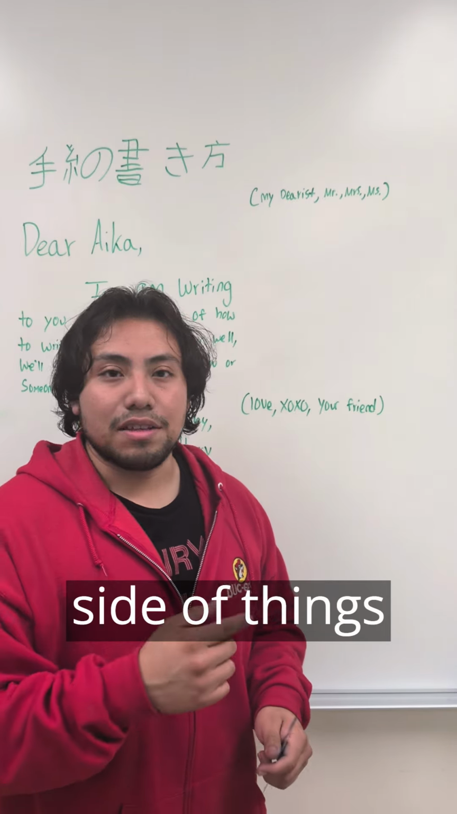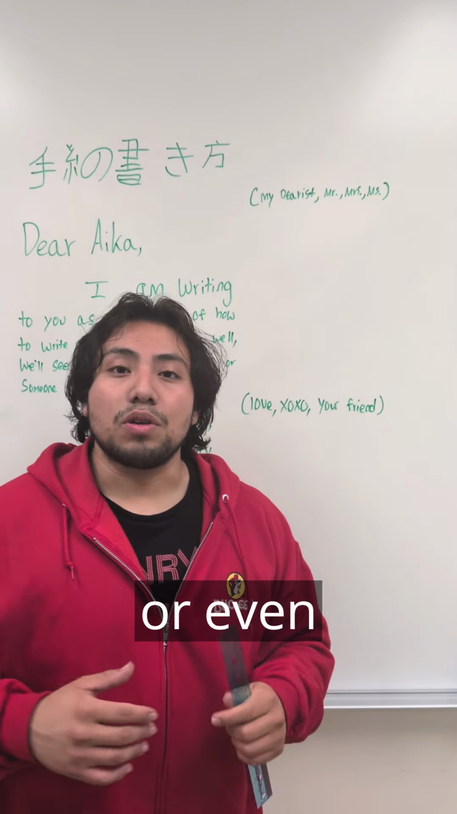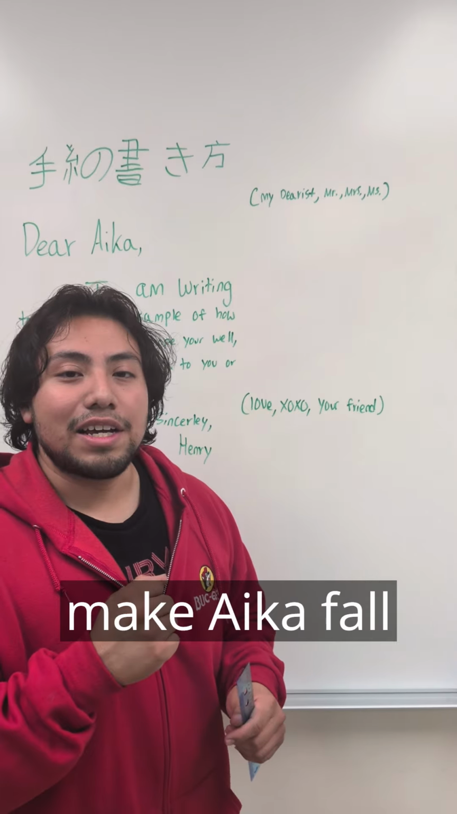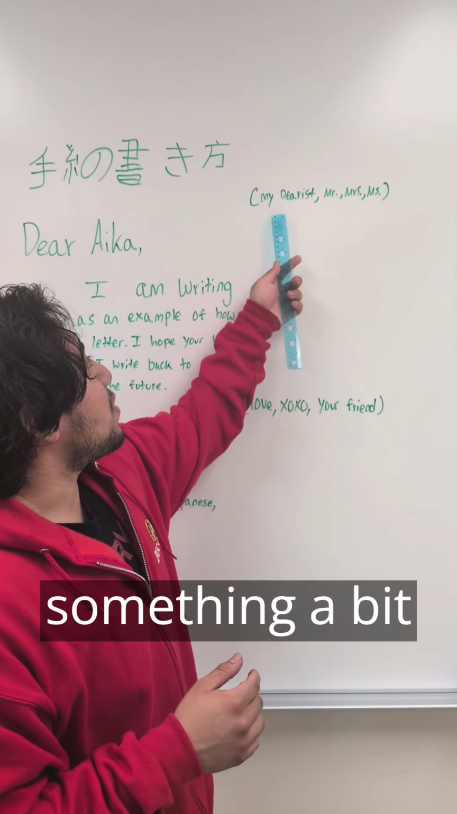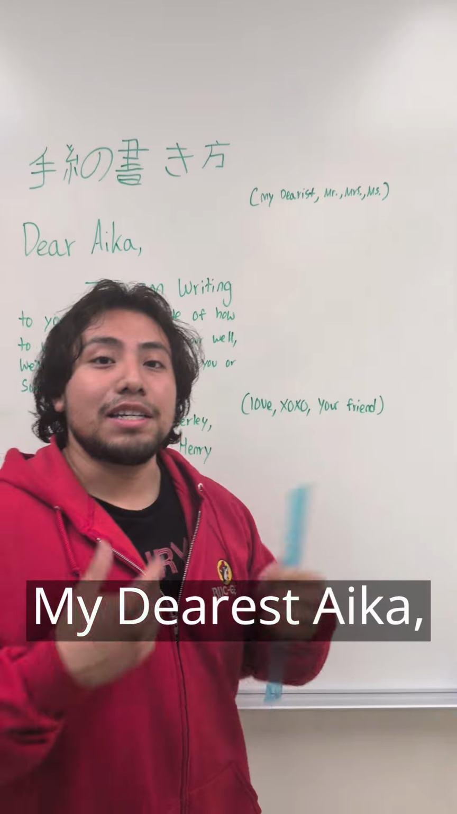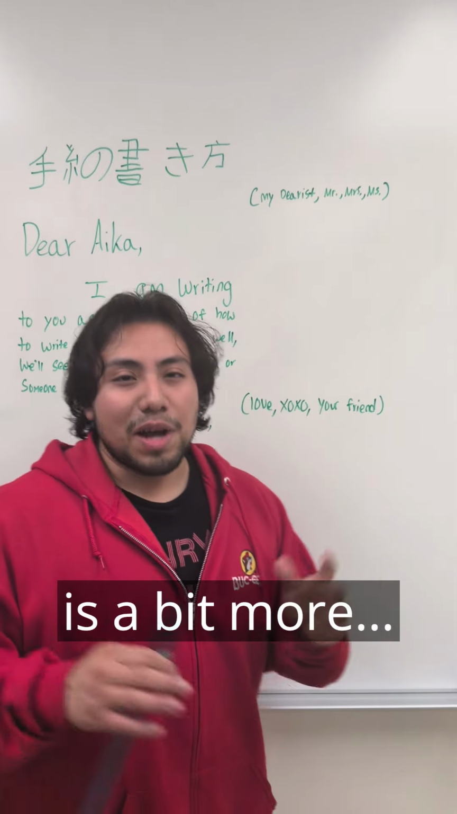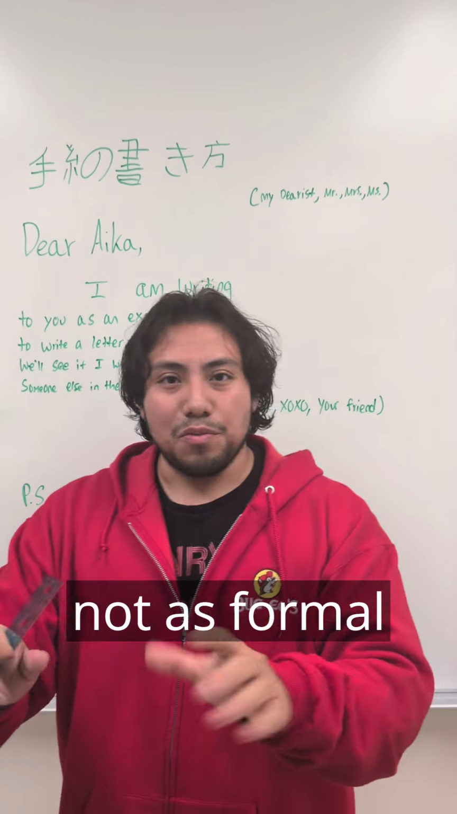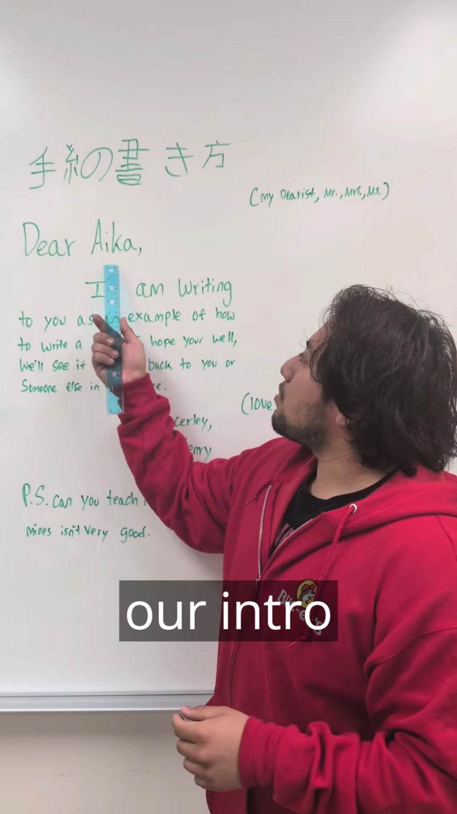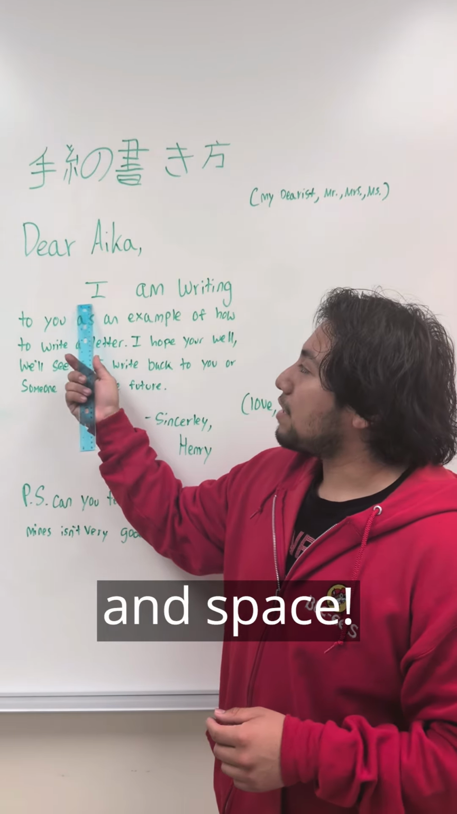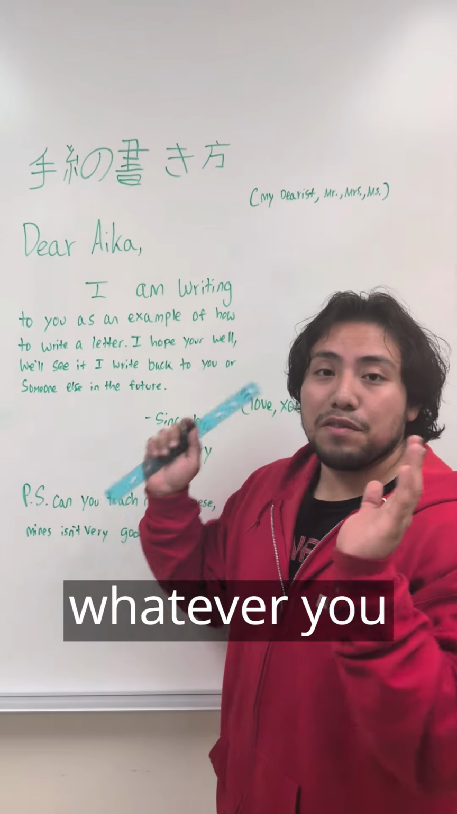However, on the other side of things, let's say Ika's just a friend, or even I want to make Ika fall in love with me. We can do something a bit more romantic, like my dearest. My dearest Ika is a bit more romantic, a bit more playful, not as formal. After we have our intro, comma, and space. And then you write out your letter, whatever you want to write.